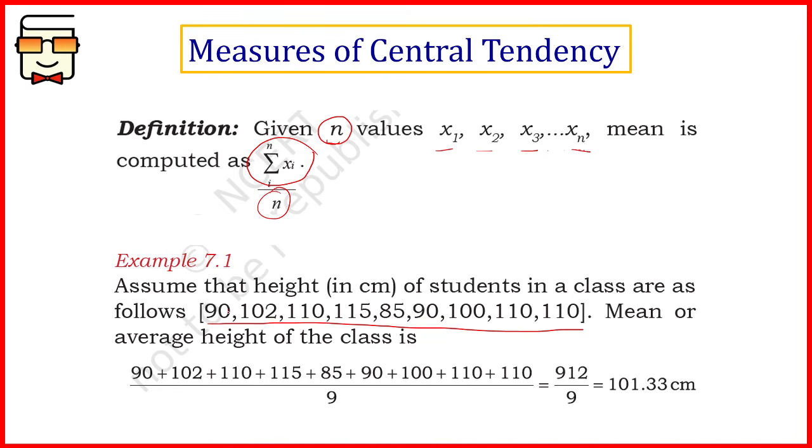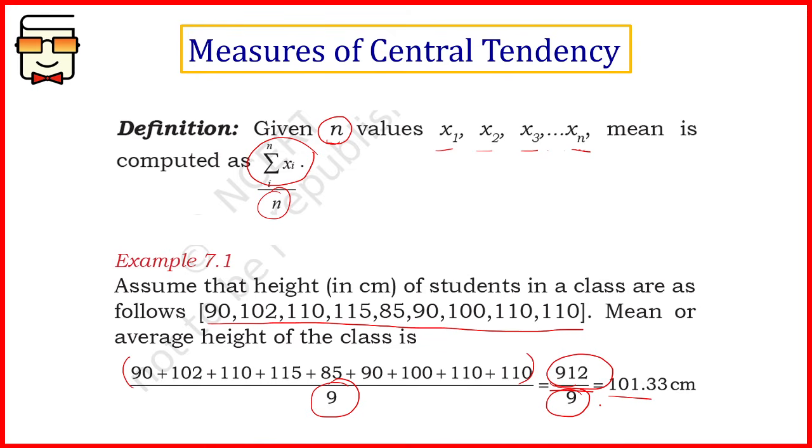First we'll have to find the sum of all these heights and then we will divide it by the total number of heights that are present, which is 9 in this case. So the value would be the sum, which is 912, divided by the total number of observations, which is 9. So 912 divided by 9 will give you 101.33 centimeters. This is the mean. This is the average value.